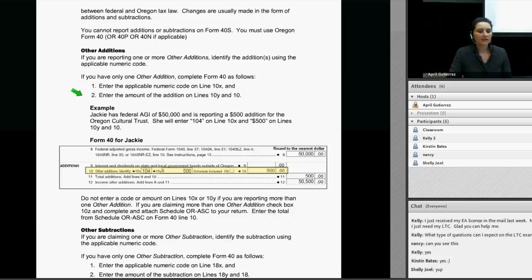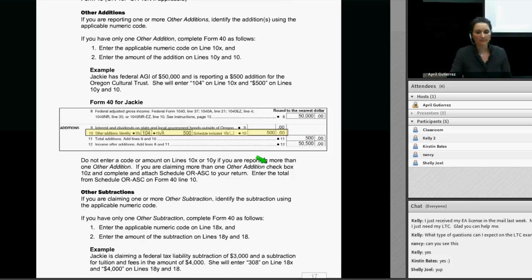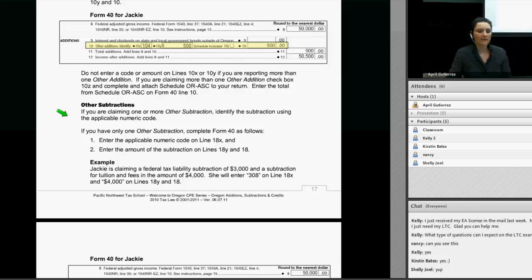Example. Jackie has federal adjusted gross income of $50,000 and is reporting a $500 addition for the Oregon Cultural Trust. She will enter code 104 on line 10X and $500 on line 10Y. And then she'll carry the total over to line 10. Do not enter a code or amount on lines 10X or 10Y if you are reporting more than one other addition. If you are claiming more than one other addition, check box 10Z and complete and attach Oregon Schedule ASC to your return. Enter the total from Schedule OR-ASC on Form 40, line 10.